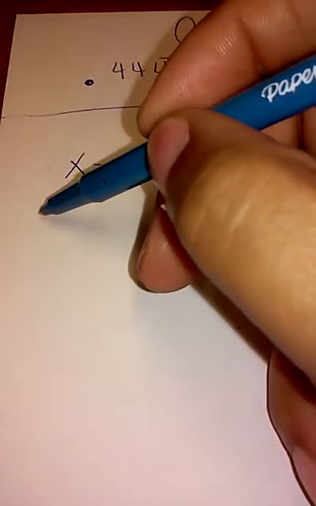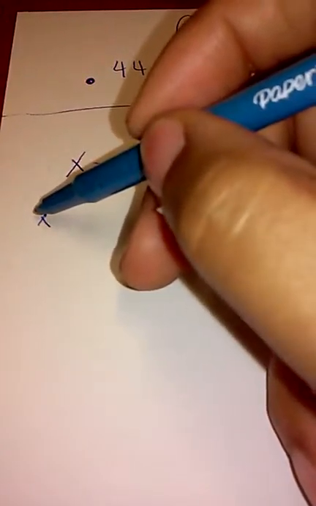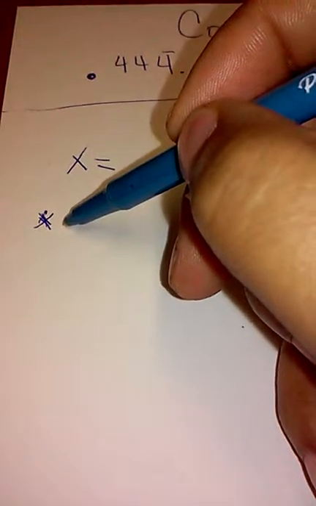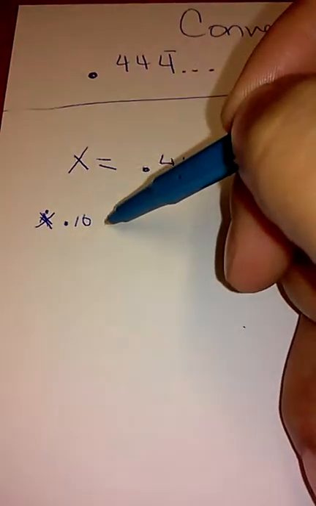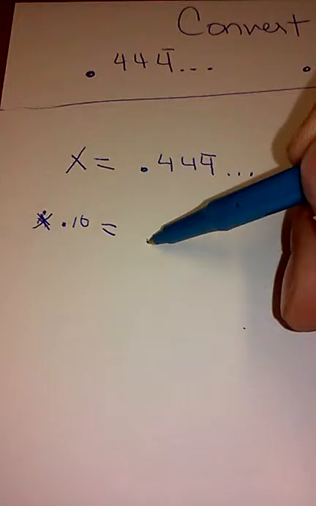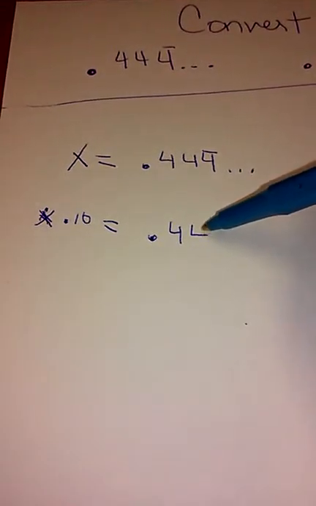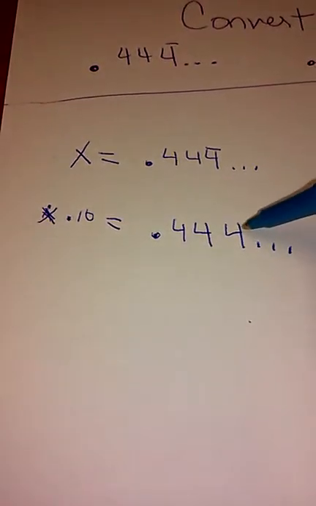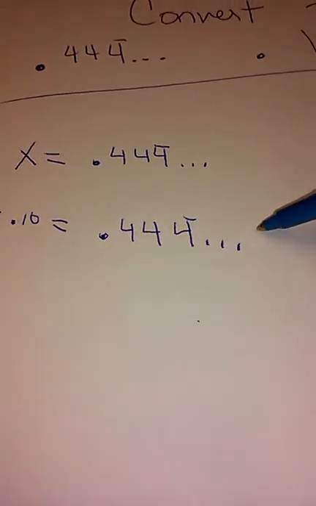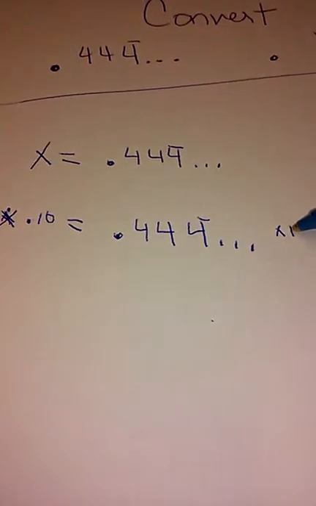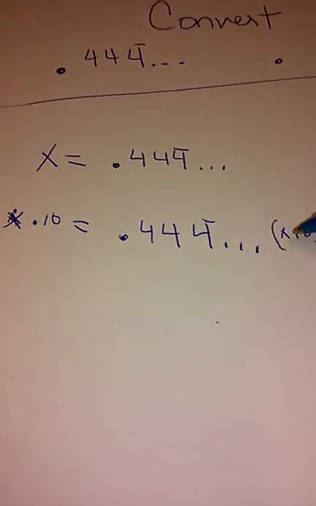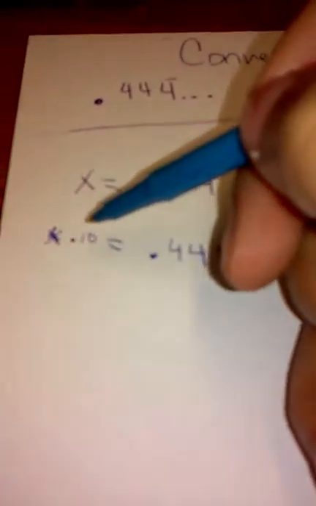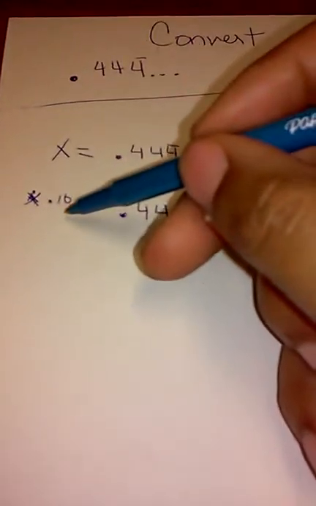So we're going to say x. We're going to multiply x times 10 is equal to 0.444 repeating forever. And we're going to do this times 10. Okay. When we multiply 10 times x, we're going to get 10x.